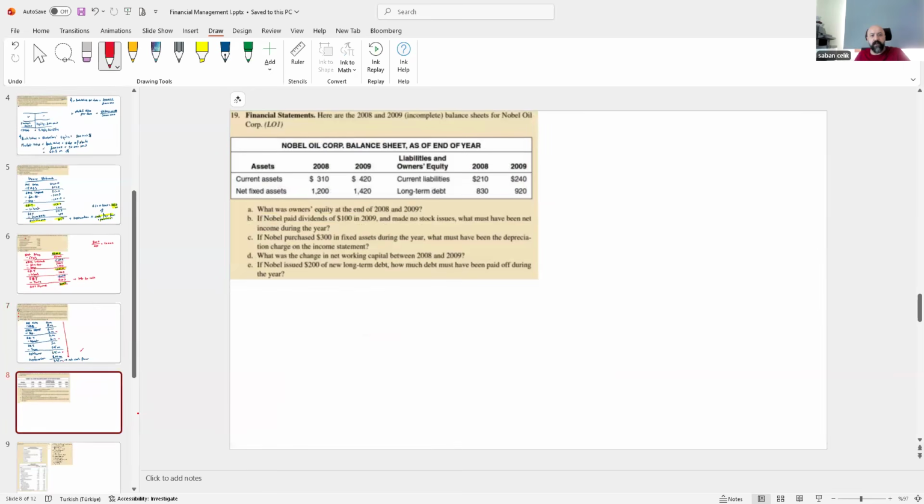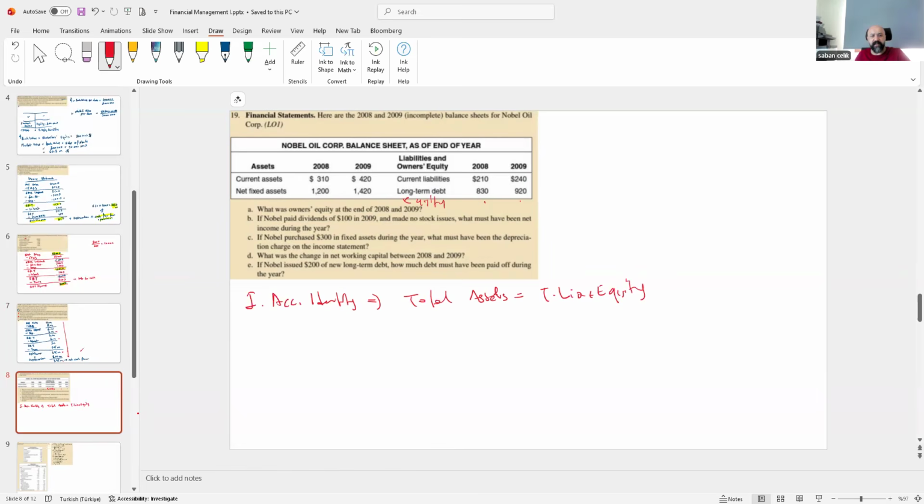Next one. So here we have a balance sheet, my dear friend. And what is the A? What was the owner's equity at the end of 2008 and 9? As you see, when you look at this balance sheet, the missing part is the equity side here. Equity is not given, my dear friend. So remember from the first accounting identity, total assets will be equal to total liabilities and equity.